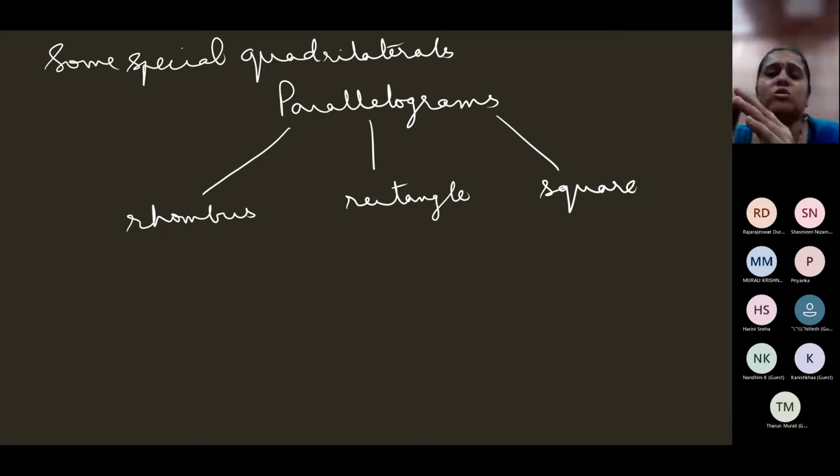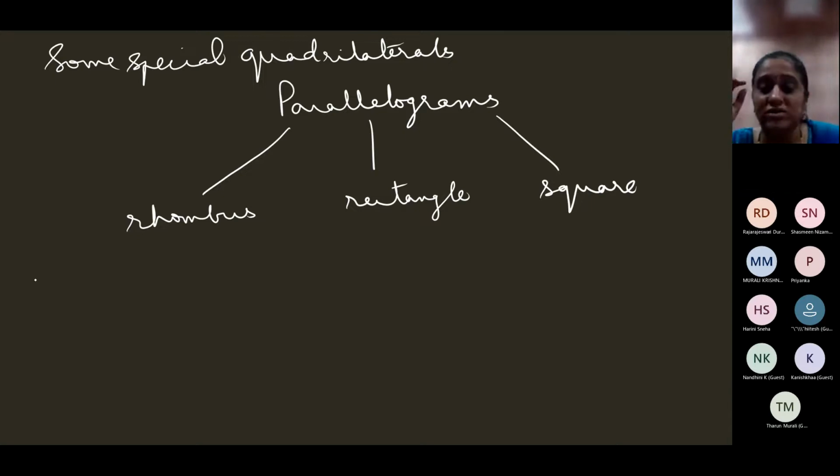All the properties of a parallelogram also apply to rhombus, rectangle, and square, but they have their own special properties also, which are not applicable to a parallelogram in general. But square has its own special properties, which are not applicable to all the parallelograms. So these three, rhombus, rectangle, square, are also special parallelograms. So you would have learned it like this in class 8.